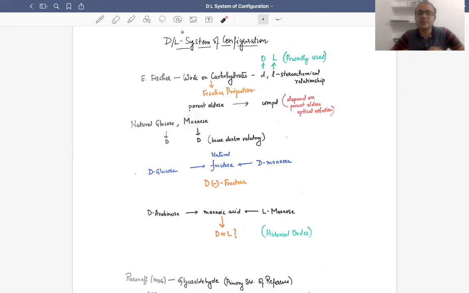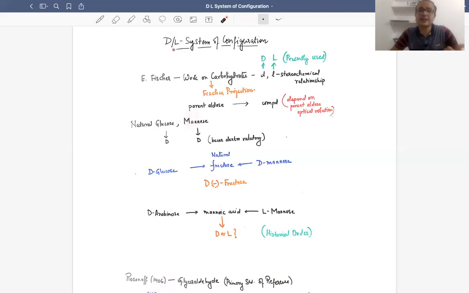Okay, basically it is kind of limited to carbohydrates and the alpha amino acids. We use them only in a very empirical sense, that is, at a broader sense. On a structural correlation we use the DL nomenclature, DL system of configuration, but otherwise we no more use the system of assigning the configuration to the various stereo centers.